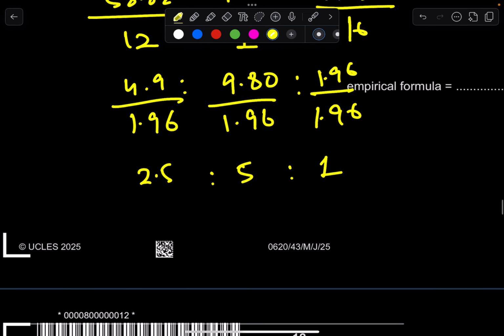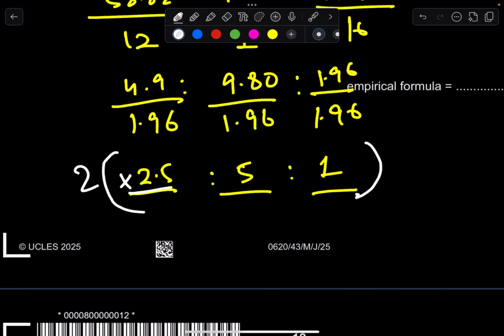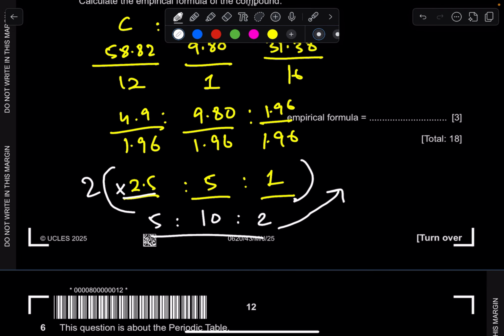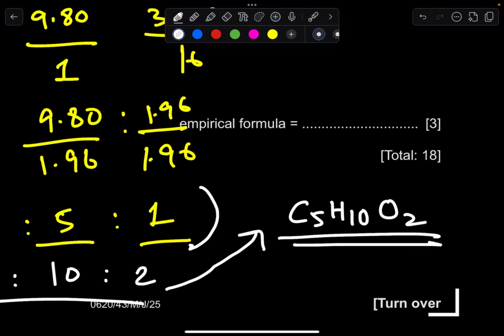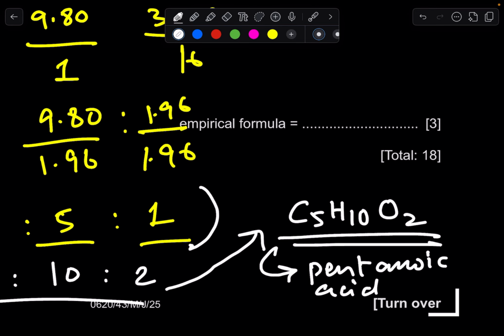But we have a problem. This is exactly in the middle. So what do I do? I multiply all of these by 2. Why do I multiply by 2? Because I cannot write 2.5 in the empirical formula. So I multiply this entire thing by 2. 2.5 times 2 is 5, 5 times 2 is 10, and 1 becomes 2. So this is going to be my empirical formula, C5H10O2. And what kind of substance is this? If you look at the formula carefully, you realize this is pentanoic acid. So it's going to be C5H10O2. Why did I multiply by 2?